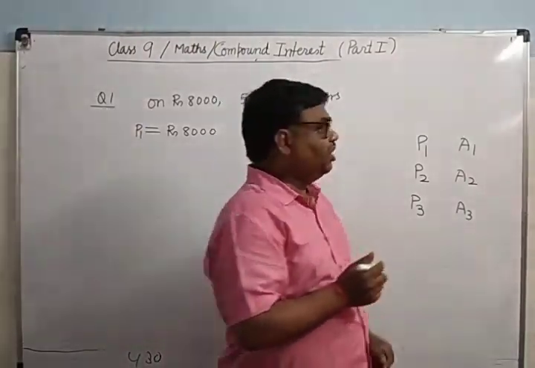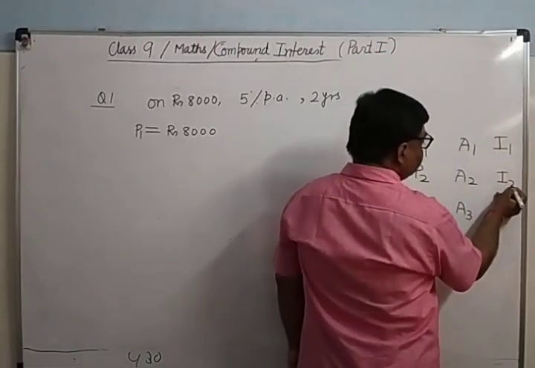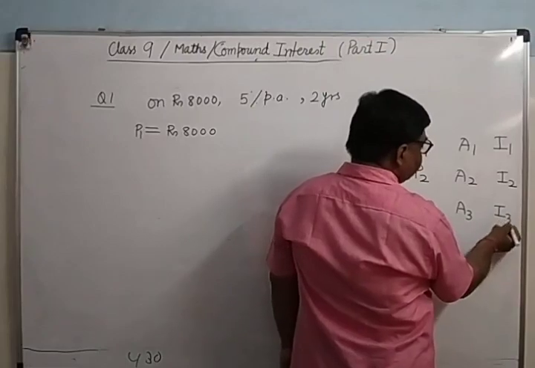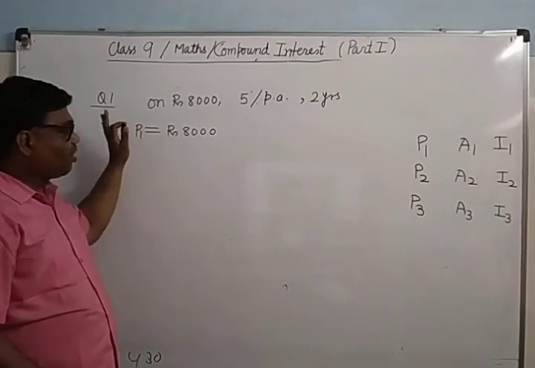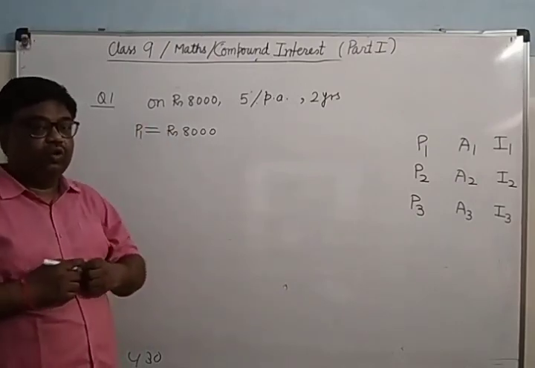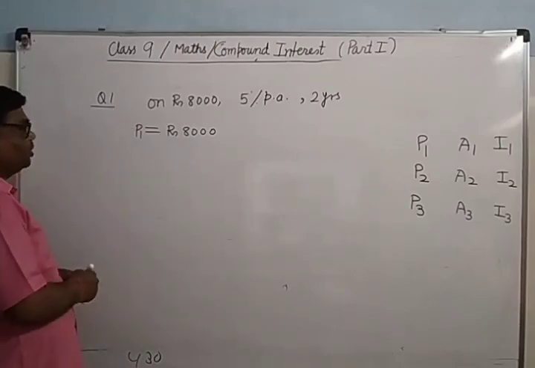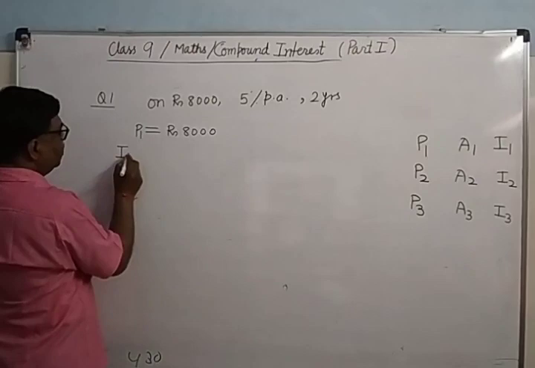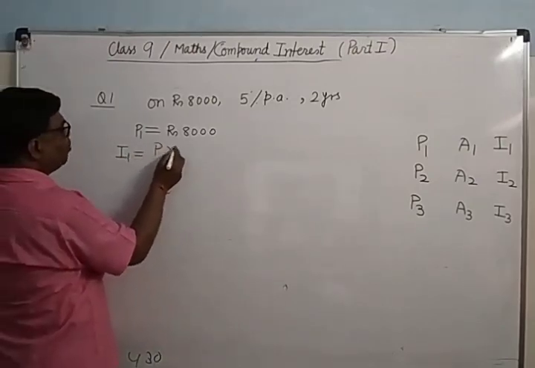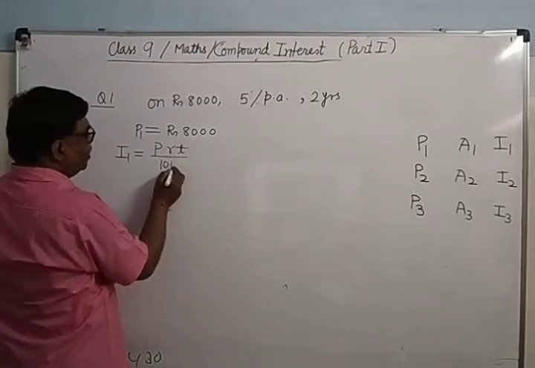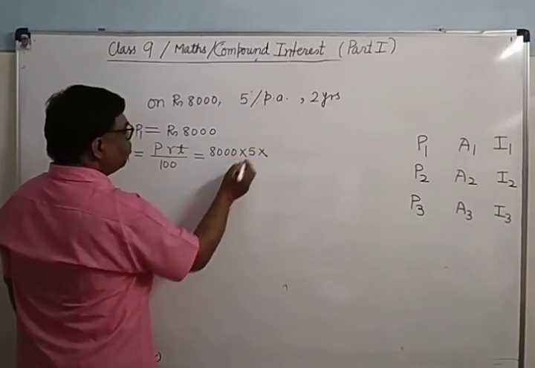Is it clear? Similarly, I1 is the interest of first year, I2 interest of second year, I3 interest of third year. So I will explain the meaning. You will straightforward write in the symbolic form. No need to write a statement here. You just write P1 equals rupees 8,000. So what will be I1? I1 is the interest of first year. So what is the formula for calculating interest? PRT upon 100. Here P is what? 8,000. Rate is 5%. What will be the time?